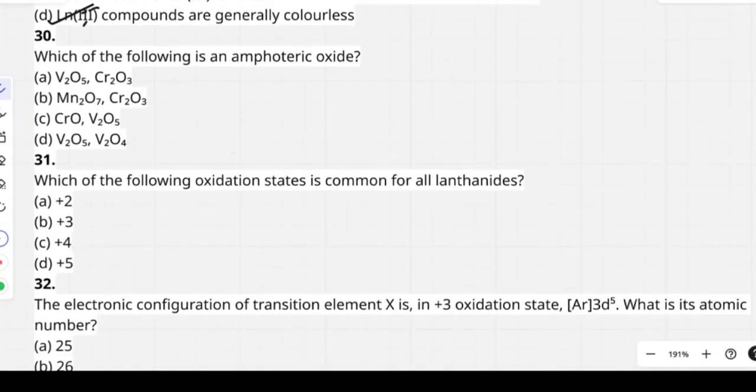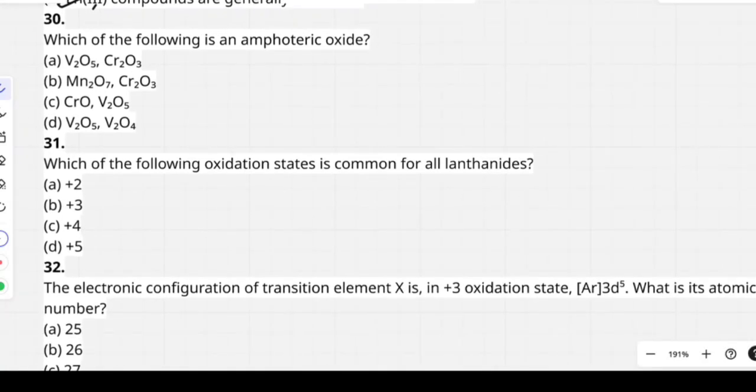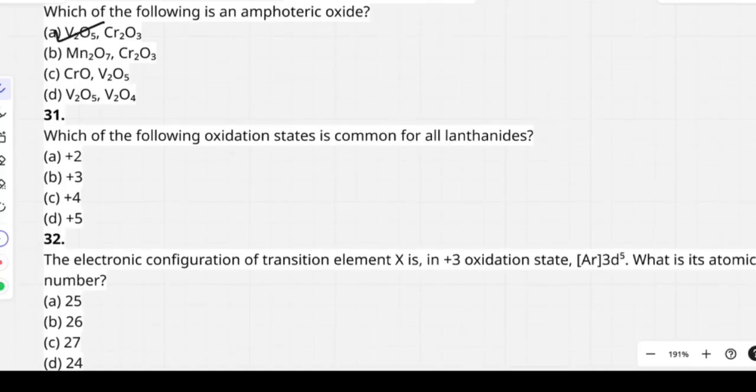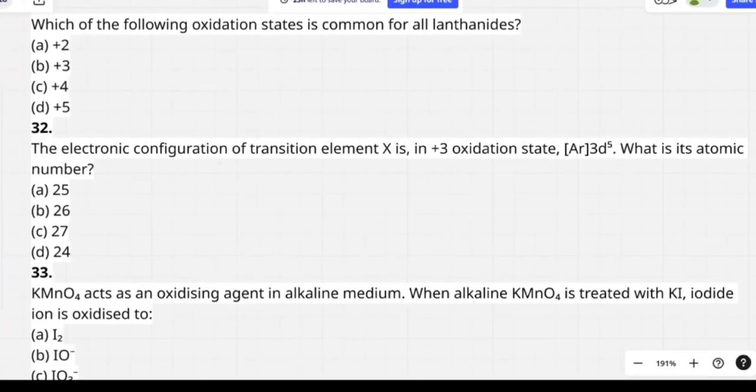Which of the following is an amphoteric oxide? We know that vanadium pentaoxide and chromium trioxide are amphoteric in nature because they react with both acids and bases. So they are amphoteric in nature. Next, I move to question number 31.